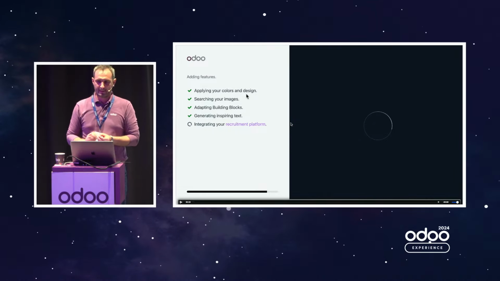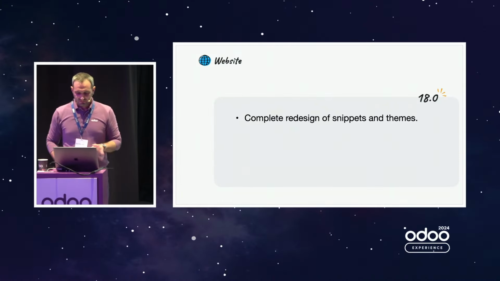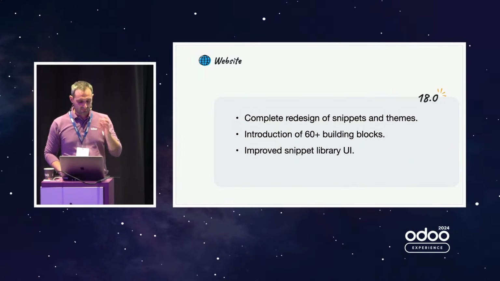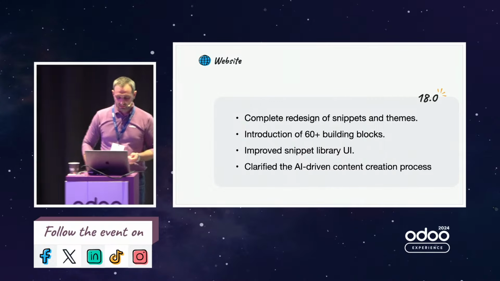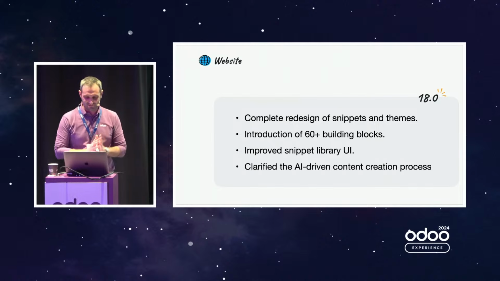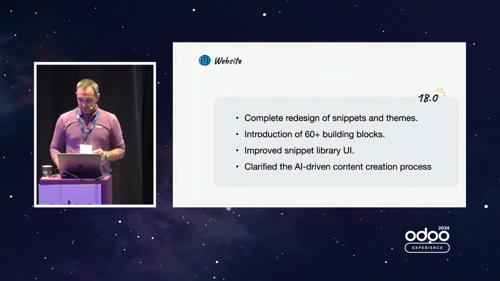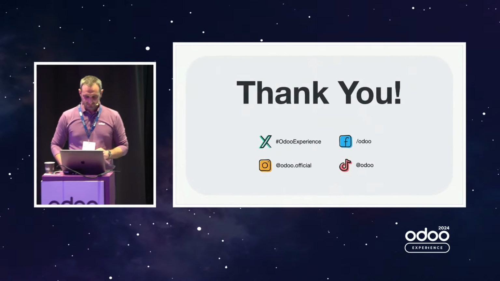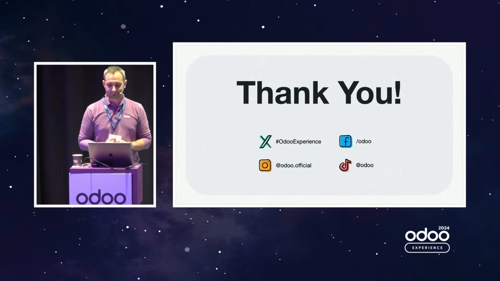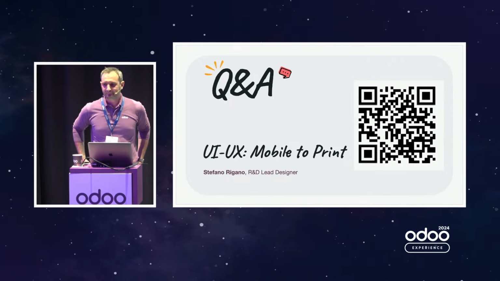Okay, so website: complete redesign of the snippets and themes, introduction of 60 new building blocks. We improved the snippet library UI, and we clarified that it was actually an AI-driven content creation process because it was not clear for the user at first. Okay, so, time constraints, this is all for me. Thank you so much. And if you have any questions.